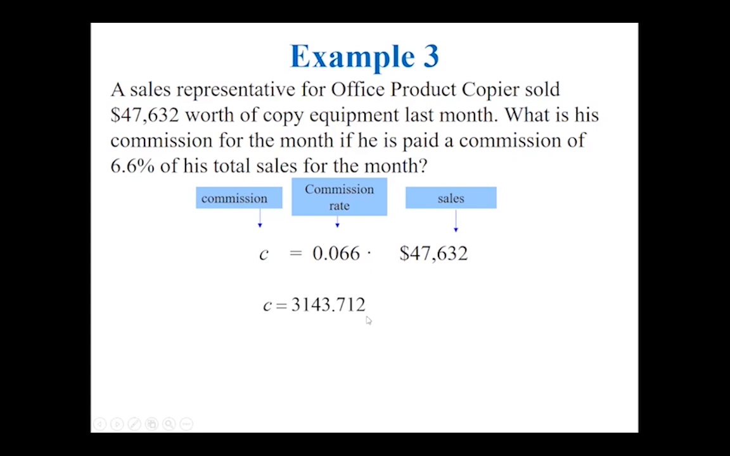3,143.712. Why do we need 3 places past the decimal point when money ends with 2 places past the decimal point? It's because we have to look at this third digit to see if we round up the second digit. It's 2. It's not 5 or greater. It does not round up. So $3,143.71 is his commission for the month.